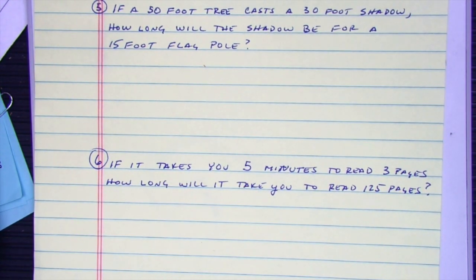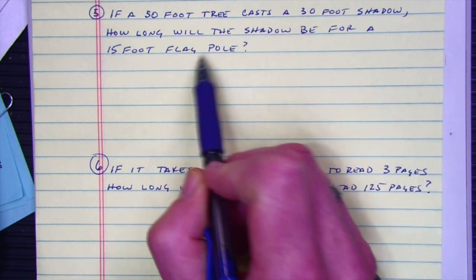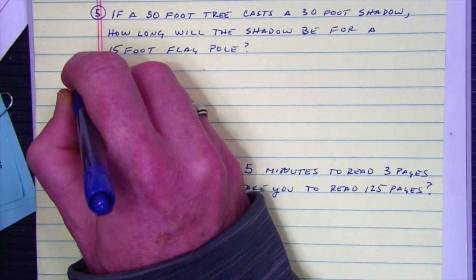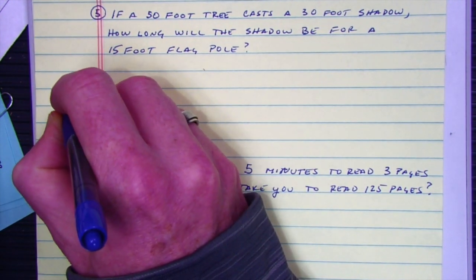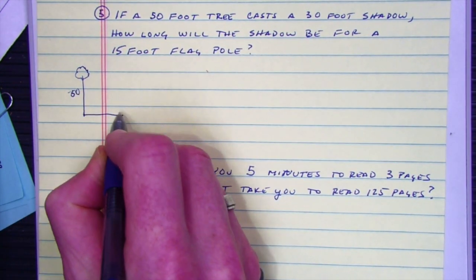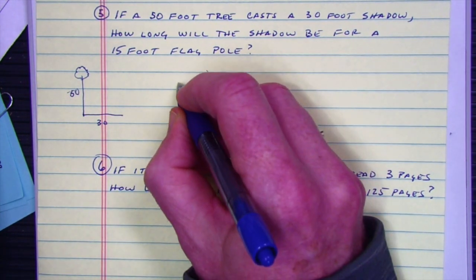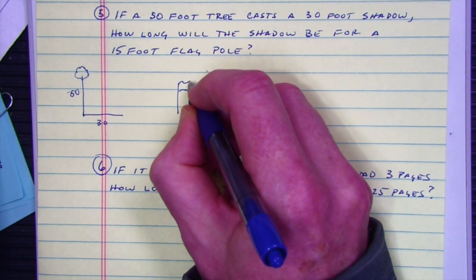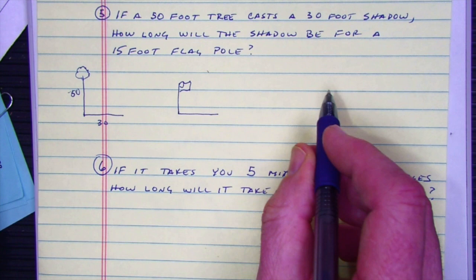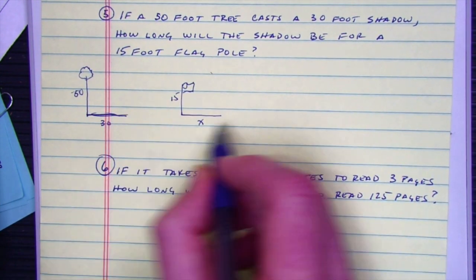All right. So it says, if a 50-foot tall tree casts a 30-foot shadow, how long will the shadow be for a 15-foot flagpole? Let's draw a picture. Here's our tree, which is 50, and its shadow is therefore 30. Now we've got a flagpole, and the flagpole is 15 feet. We're trying to find this shadow.